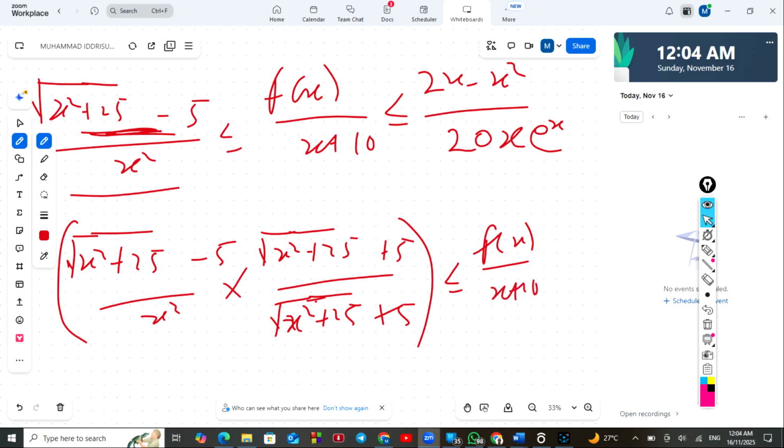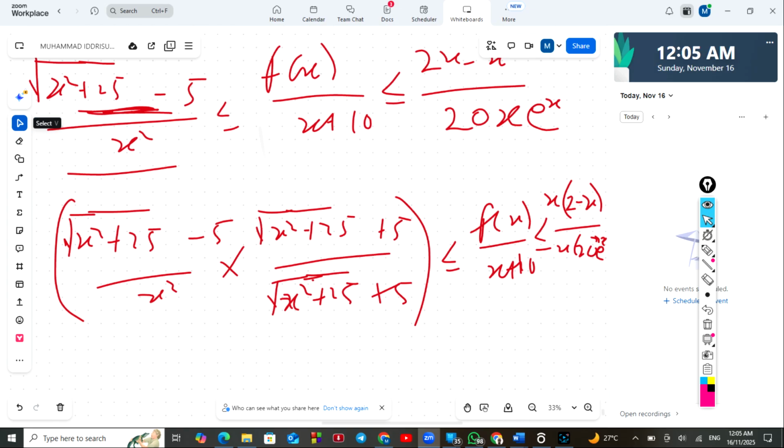So this will be less than or equal to f of x all over x plus 10, which is less than or equal to, so let's factorize. x is common throughout, so let's factorize the x out. So I have x bracket 2 minus x all over x bracket open 20 e to the power x. Okay, so we close our bracket.